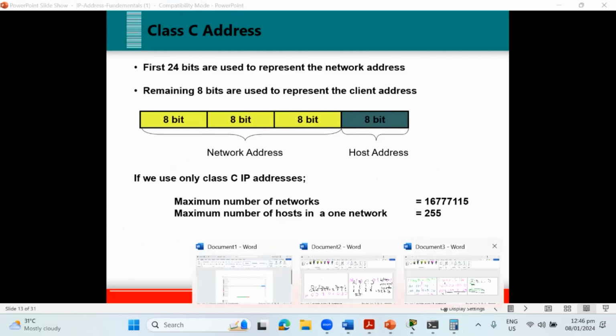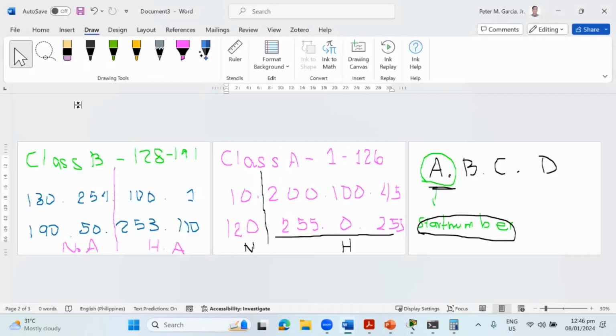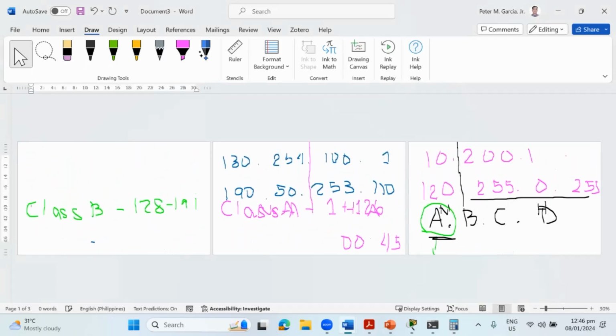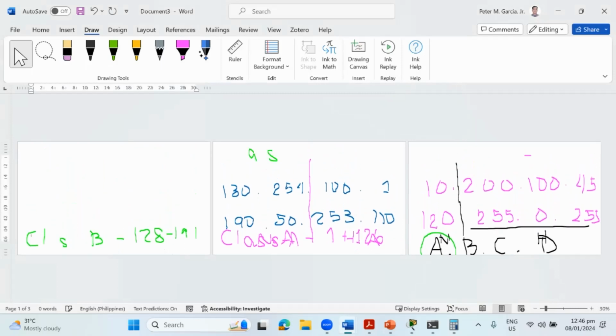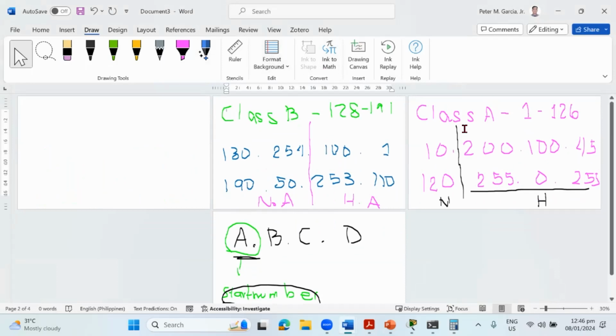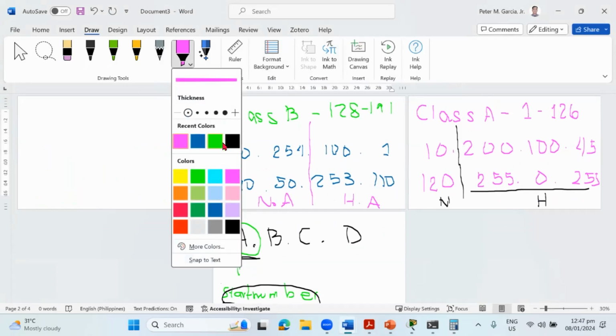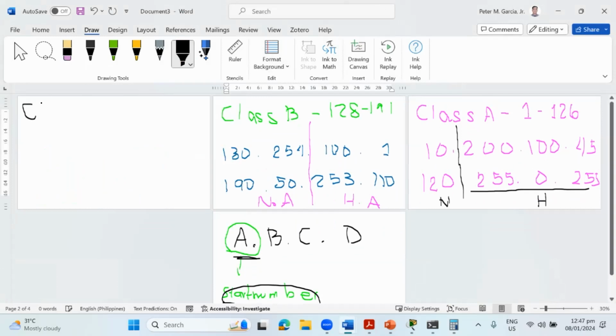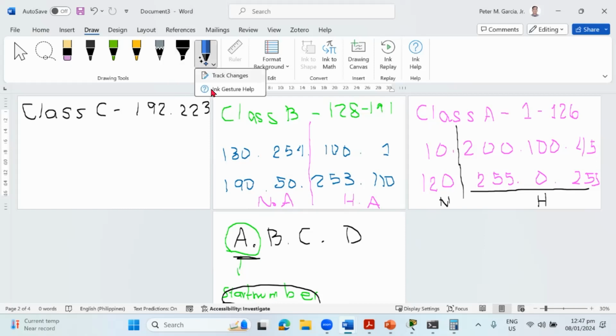Ngayon, sir, paano natin malalaman kung class C network tayo? So, malalaman mo na ngayon ang class C network natin, same pa rin based on the ranges. For class A, 1 to 126. Class B, 128 to 191. Ang class C natin, so the class C address. Kapag ang starting number mo ay nagsisimula sa 192, 192 hanggang 223, that is class C.